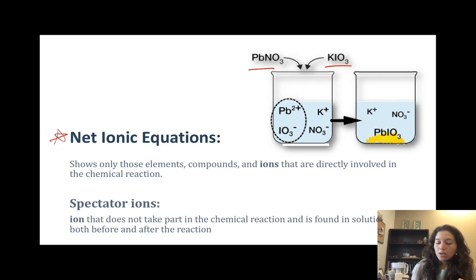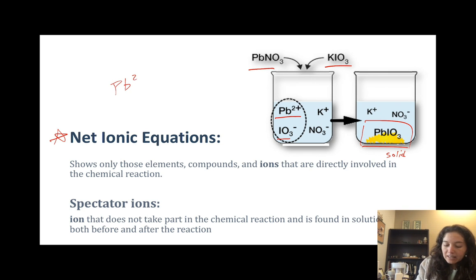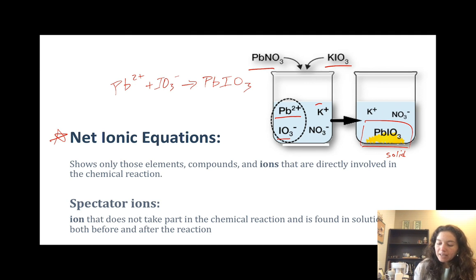and they react, you see that these two ions here combine to form our solid product. So the net ionic equation for this would only show the things that are reacting, i.e. the lead and the iodate ion. It would not include the K and the NO3 because they do not change form and therefore do not participate in the reaction. So what this means is that the potassium and the nitrate ion, the K plus and the NO3 minus, are what we call spectator ions.